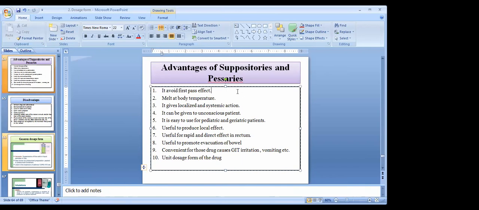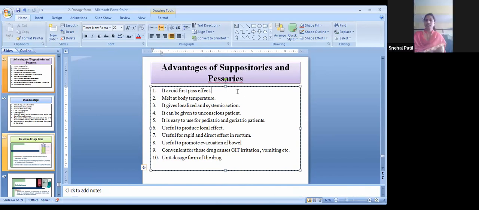Yes, ma'am. So it avoids the first pass effect. Second is it melts at body temperature. When it is inserted into the body cavity, it melts or dissolves at the body temperature. Third, it gives a localized and systemic action.